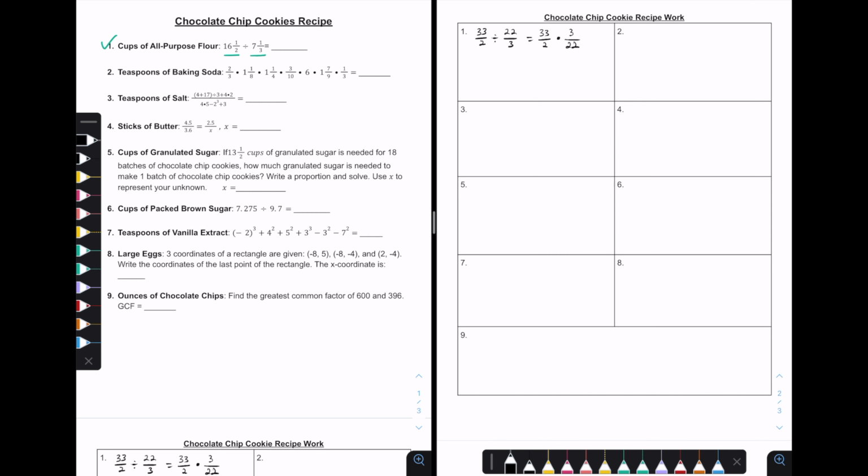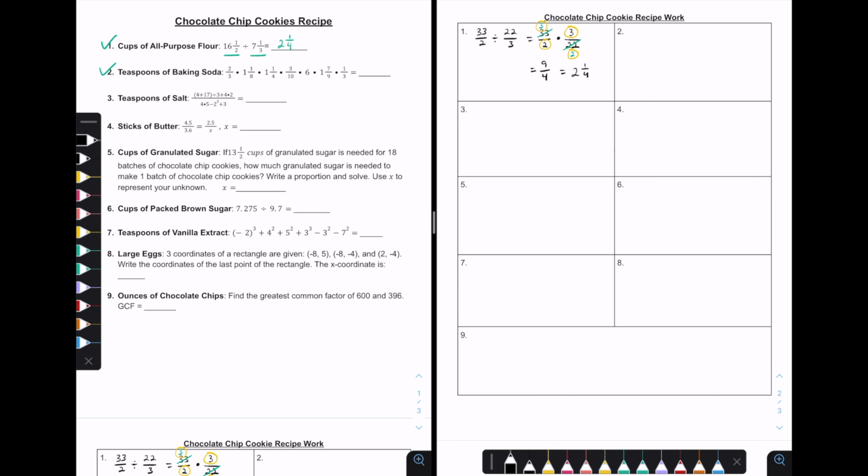And then we're going to want to cross cancel. We can cross cancel this 33 and 22 by 11. If we divide them both by 11, we're going to get 3 and 2. And then we multiply this 3 times 3 on top and this 2 times 2 on bottom. So if we do that, we get 9 over 4, and that is going to be 2 1/4. So for the amount of flour here, it's going to be 2 1/4 cups. That's number 1. For number 2, let's take a look at the baking soda.